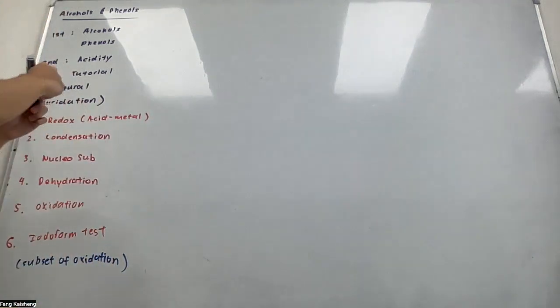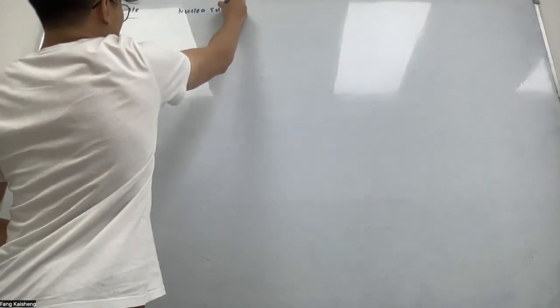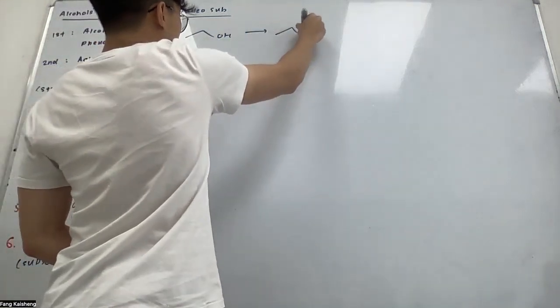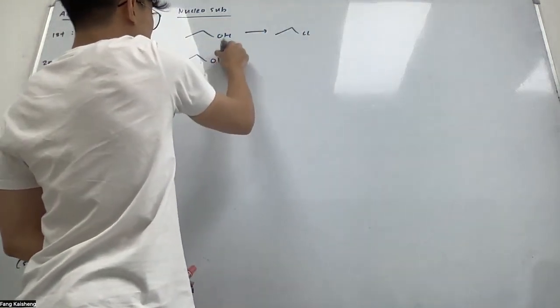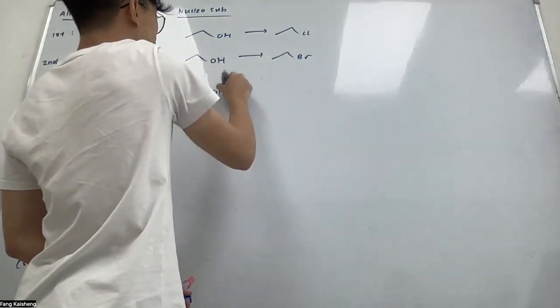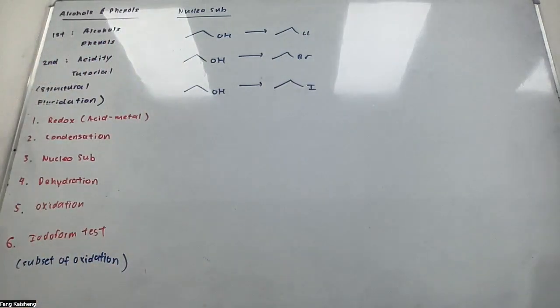Anyways, nucleophilic substitution, how is this done? It's very simple. You can take your alcohol and substitute a halogen like Cl. You can substitute Br. You can substitute iodine. Now, is my equation balanced? I think anyone can tell me it is not balanced.